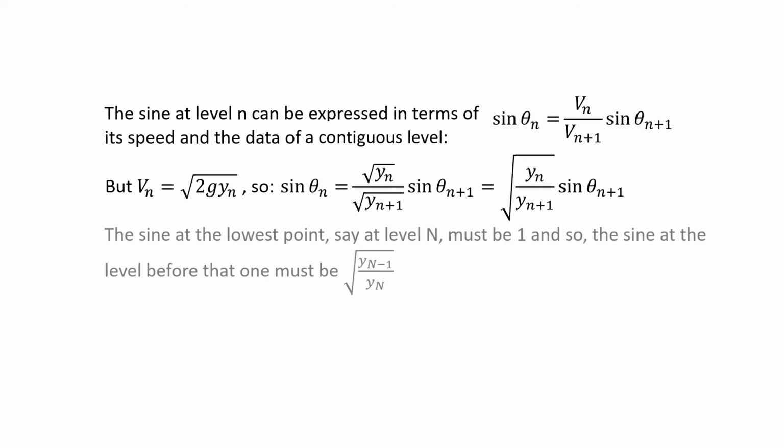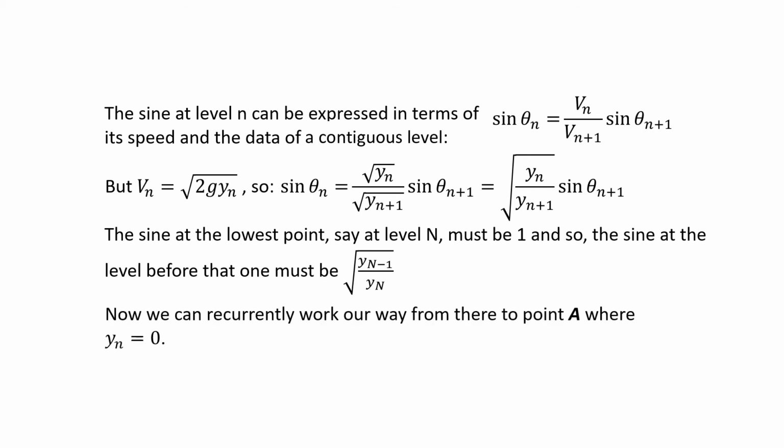The sine at the lowest level, say uppercase N, must be 1, its maximum value. And so, the sine at the level before that one must be the square root of the quotient of y over the maximum depth of the ramp. Now, we can recurrently work our way from there to point A, where y sub n will be equal to 0.